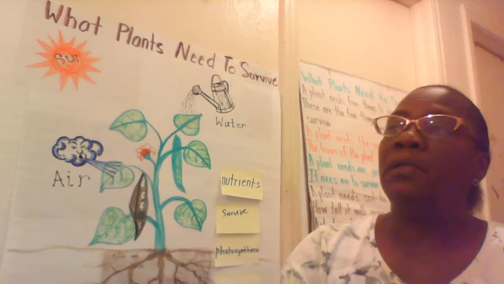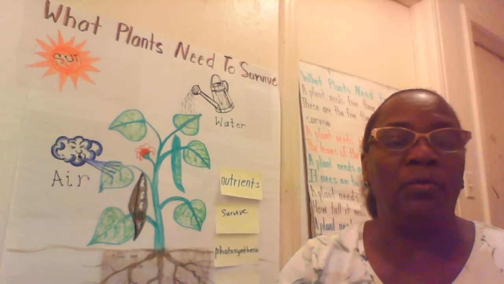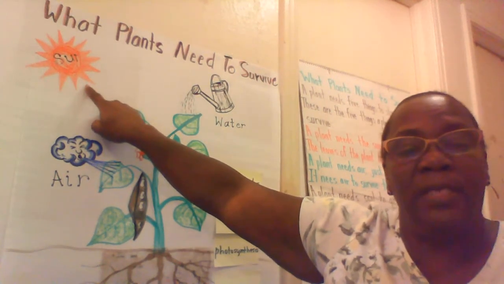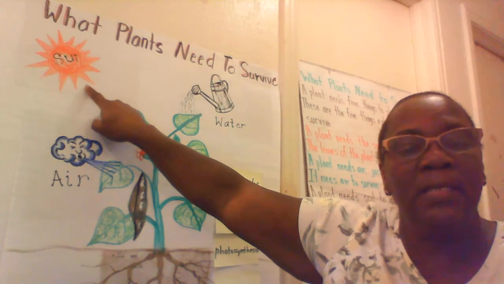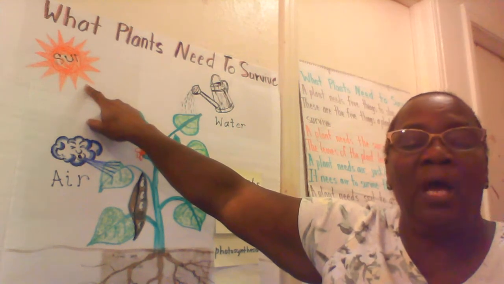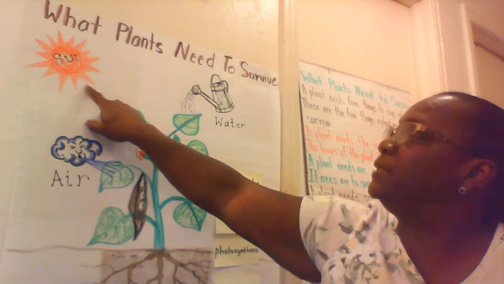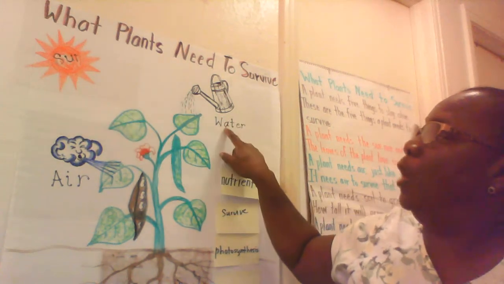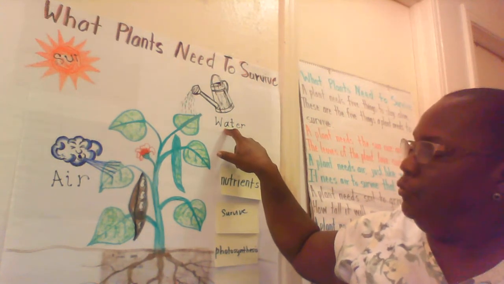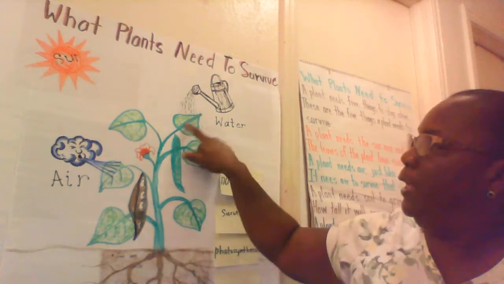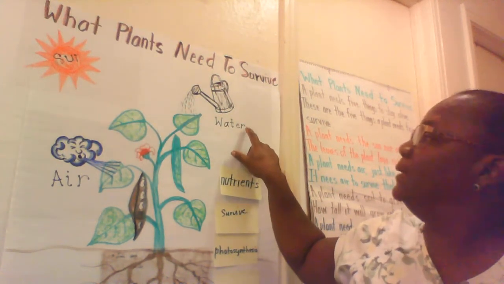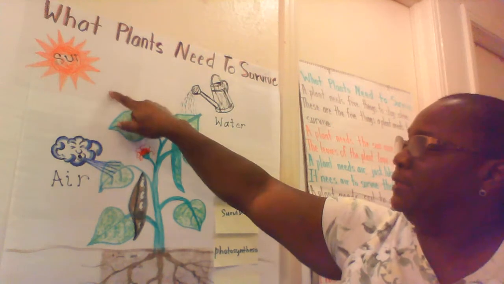So, let's go over what plants need in order to survive. Plants need sunlight because they take the energy from the sunlight and they use it for making their food. They also need the sun to help them to stay warm. They need the water in order to move the nutrients from the soil all the way up into the tips of the leaves and all the small parts of the plant. So they need water, they need sunlight.